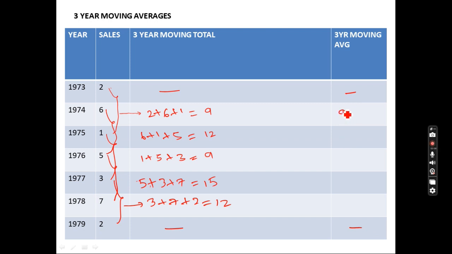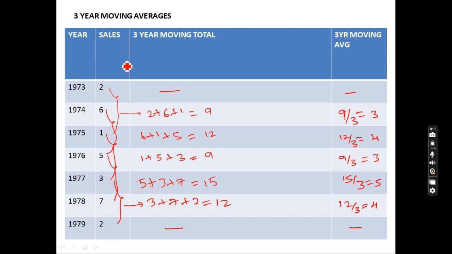And after that, what do you have to do? How did you get this 9? By adding the three numbers. 9 divided by 3 is equal to 3. And this is 12 divided by 3. How did you get this 12? By adding three numbers, divided by 3. So always, 3-year moving average means you have to divide by 3. And next this will be 4, and next 9 divided by 3 is nothing but 3, and next 15 divided by 3 is nothing but 5, and next 12 divided by 3 is nothing but 4. So this is called 3-year moving totals and 3-year moving averages.